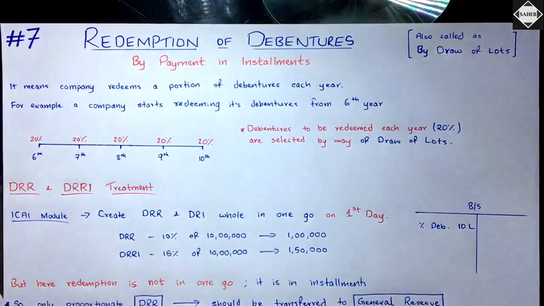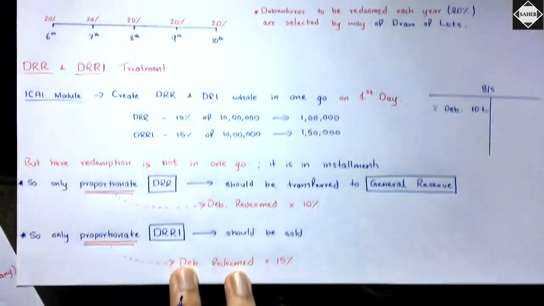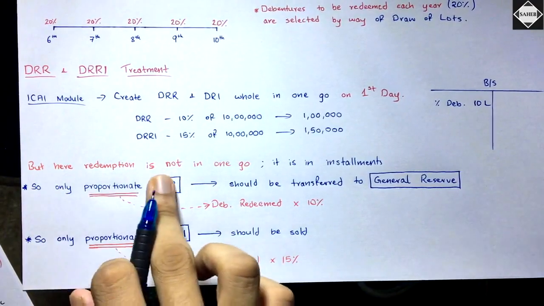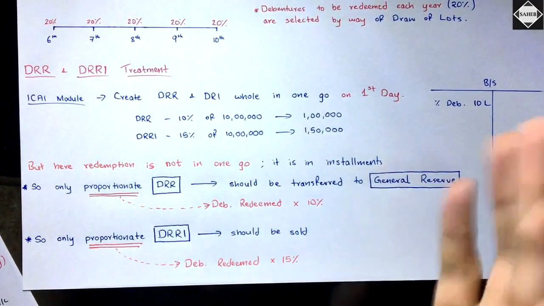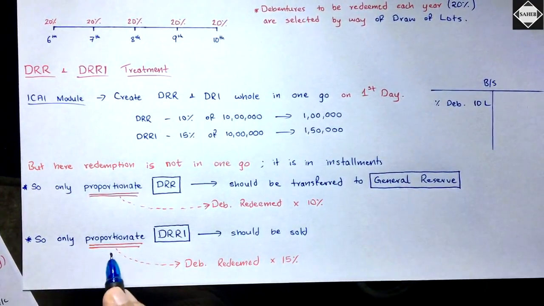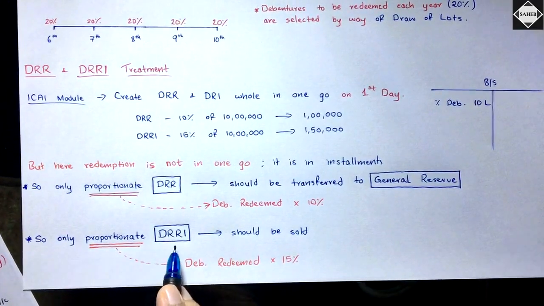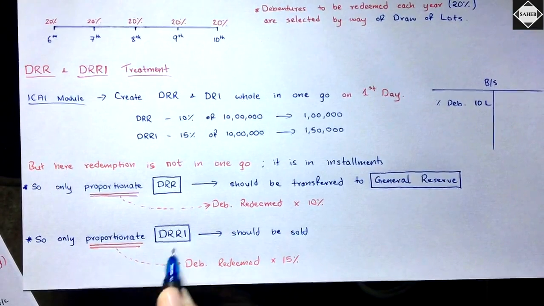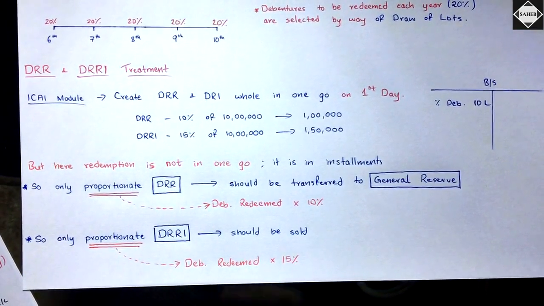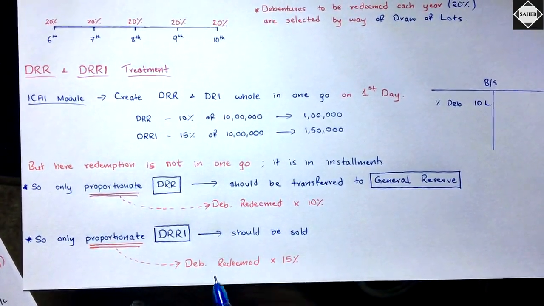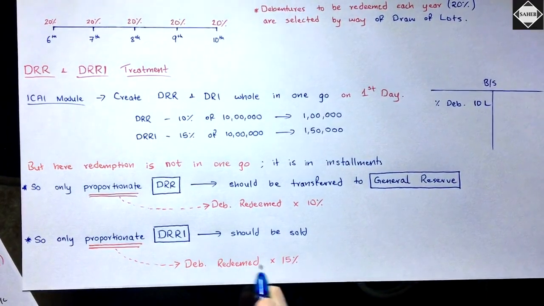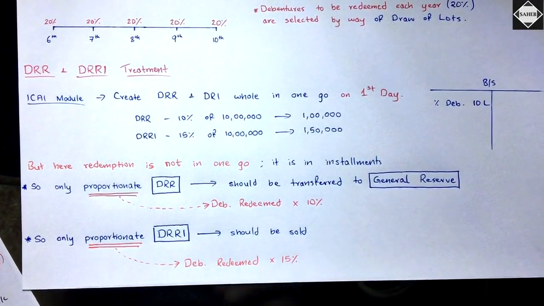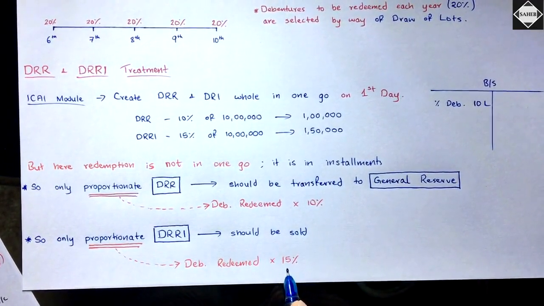See, it's very simple. Let me show you the formula over here. But here redemption is not in one go, it is in installments. So only proportionate DRI should be sold. So how are you going to calculate that proportionate DRI? It's very simple. Face value of debentures you are redeeming in that year into 15%, because the DRI requirement is 15%, right?